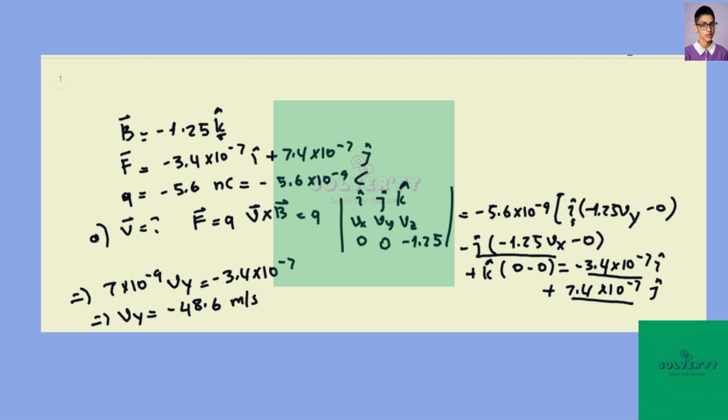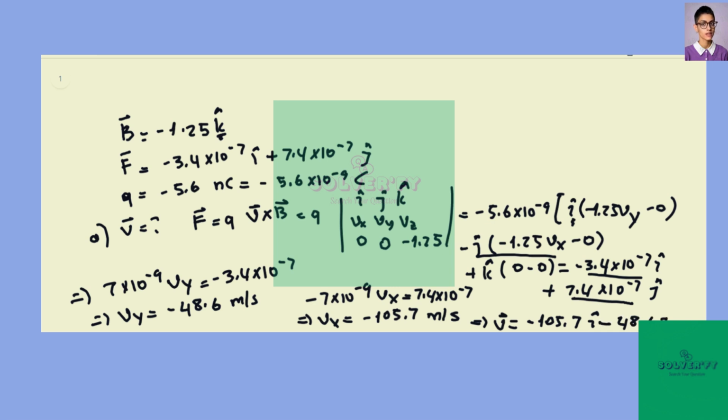When we do the same for the j hat component, we get negative 7 times 10 to the power of negative 9 times V sub X equals 7.4 times 10 to the power of negative 7. From here, V sub X is going to be equal to negative 105.7 meters per second. So at the end, we can write the velocity vector in terms of the components: negative 105.7 i hat minus 48.6 j hat.